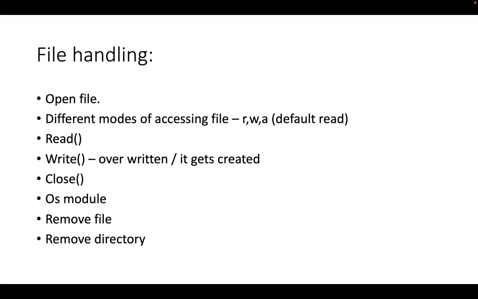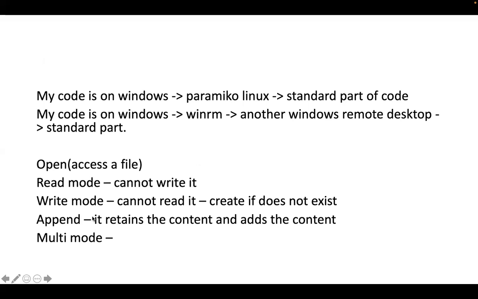We have also seen the basics of the OS module, to check whether a file exists in a particular path, delete a file, and remove a directory. Those three we have seen: import os, where os is the module, and os.remove will remove the file. And if you want to delete a directory, you have to use remove directory, rmdir.